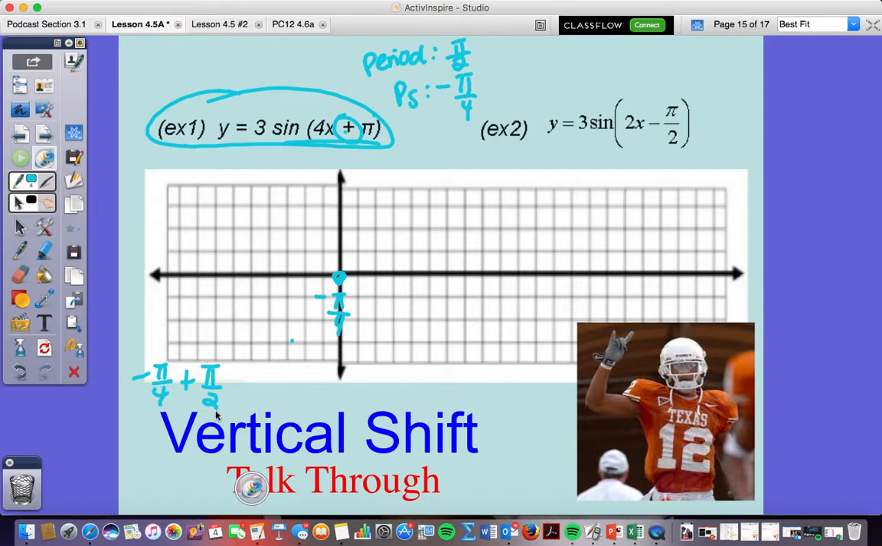Gotcha. So where's negative pi over 4? Yeah, so we started, negative pi over 4 is here, right? So as I go to the right, if I start at negative pi over 4 and I travel pi over 2, we're traveling pi over 2. We're not traveling 2 pi, right? We're not traveling 2 pi over 2. We're traveling pi over 2.